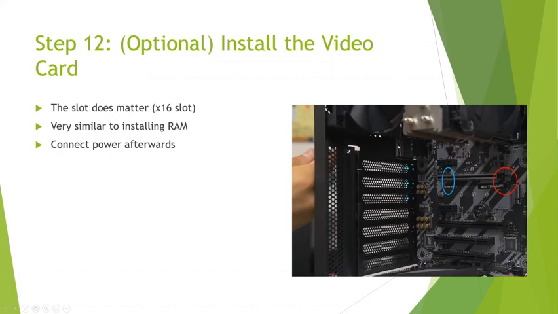Then you can simply apply firm pressure, just like when you install the RAM. Once it's installed, it will click audibly and the tab will close, just like the RAM. Once that's done, you can connect your power supply to your video card.